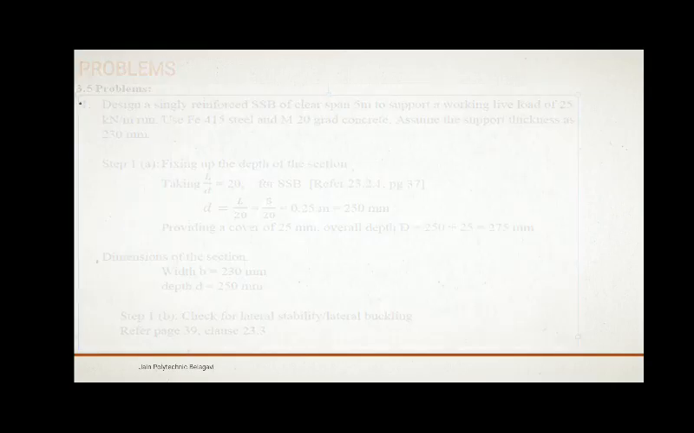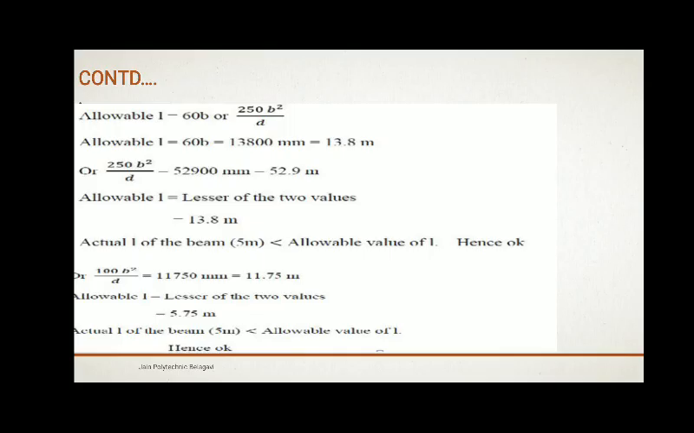Okay, so the next is checking for lateral stability. The allowable length we are taking here is the lesser of 60b or 250b square by d. So the allowable length is equal to 60b, that is 60 into b, that is 230 mm, and we get the value of 13,800 mm, that is 13.8 meters.